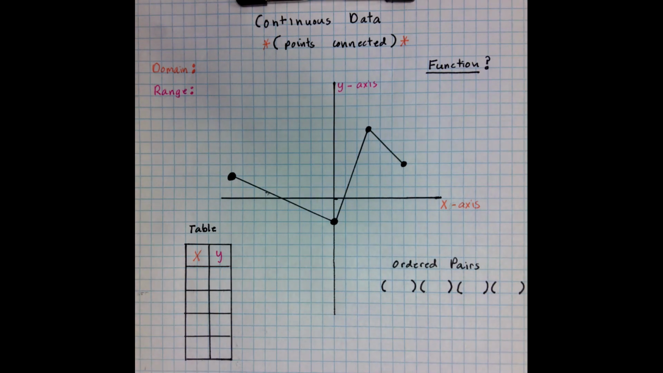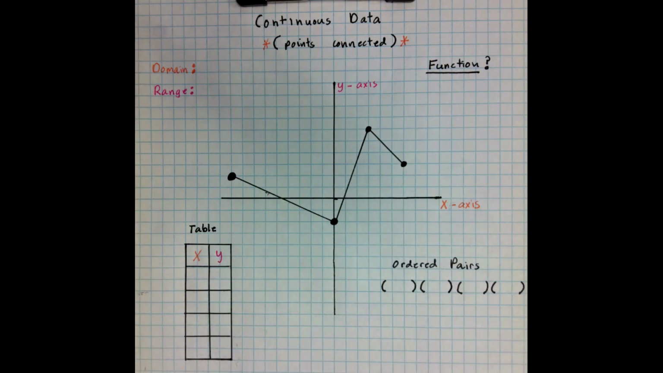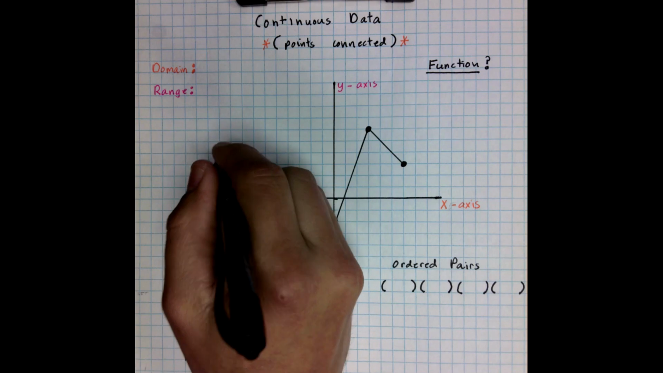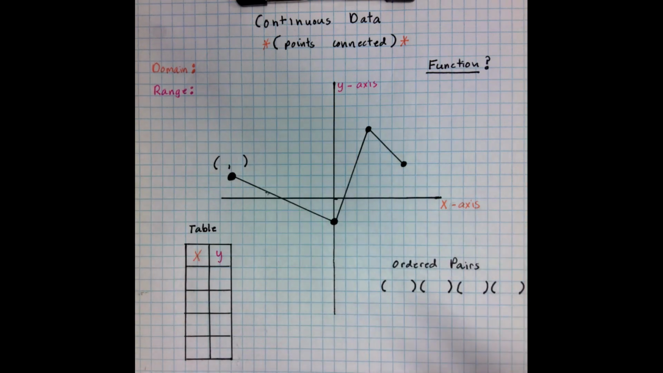Now, I'm going to go ahead and start. At first, we're going to fill out our table with our points and our ordered pairs, and then we're going to give its domain and range and determine whether or not it's a function, in that order. First, let's find the location of these points. Now, I'm going to write an ordered pair up here, and we're going to do them one at a time.